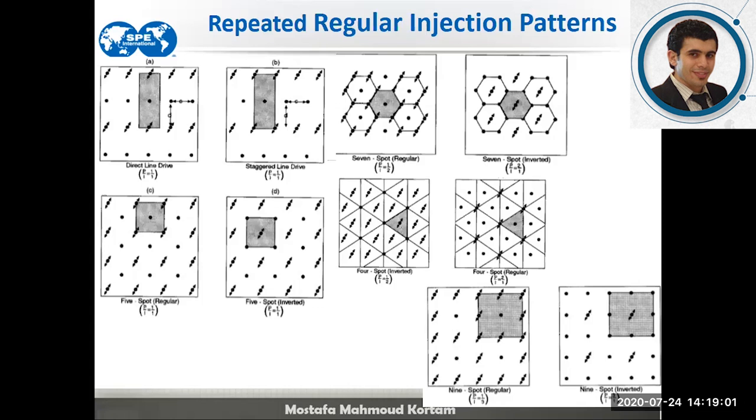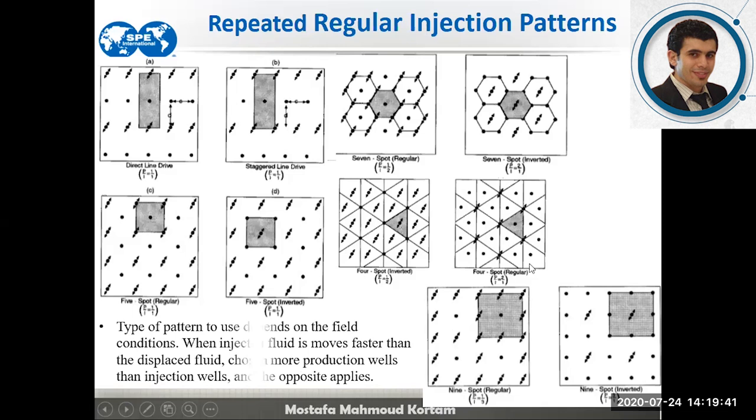The nine spot is this one, a regular nine spot, and that is the inverted nine spot. On the inverted nine spot, the production to injection ratio is 3, while the regular nine spot offers the greatest number of injection wells compared with production, since the ratio is 1:3. So we are injecting triple what we are producing in terms of wells. The placement of the injection wells in the nine spot offers the greatest intensity of injectors over all of the regular patterns.